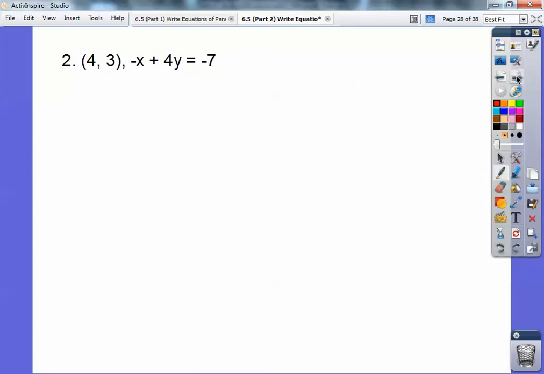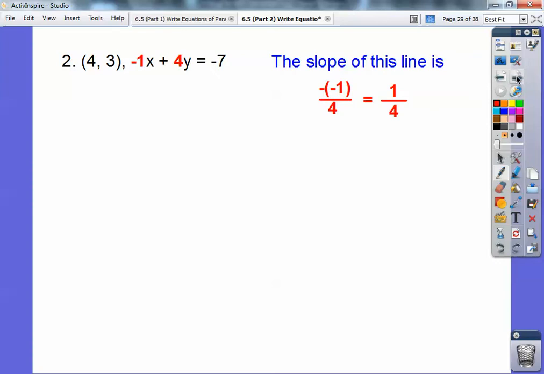Okay. Let's try another one. Negative x plus 4y equals negative 7. Remember the slope is opposite the number in front of x over the number in front of y. So that's negative 1 over 4, so the slope of that line is 1/4. A perpendicular slope is going to be negative 4. I flip 1/4 and it becomes 4 over 1, which is 4. Since that's positive, this one's going to be negative. So I'm going to be using this slope, negative 4. So y equals negative 4x plus b.